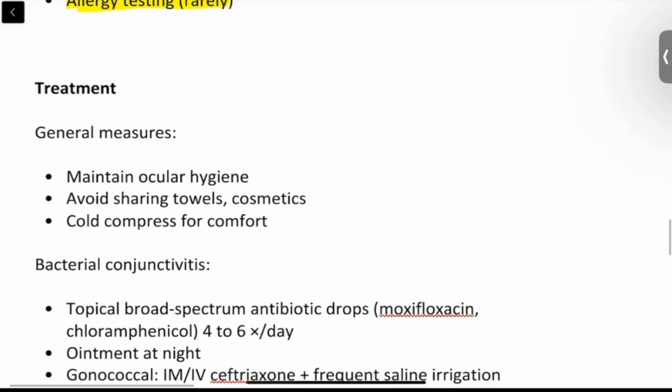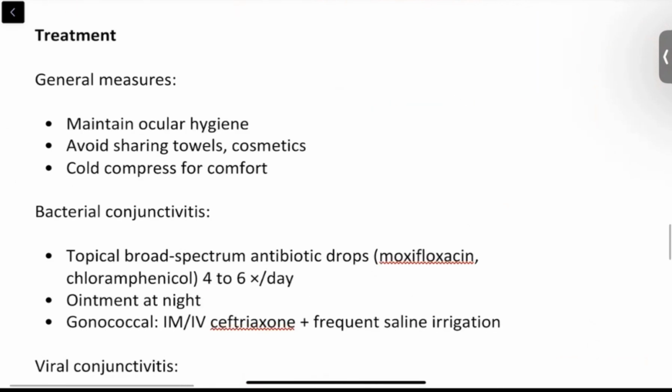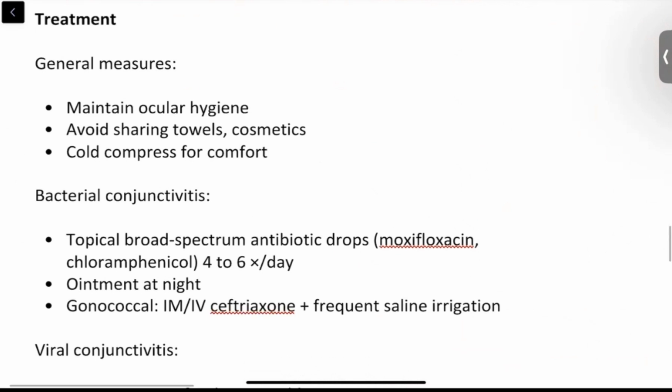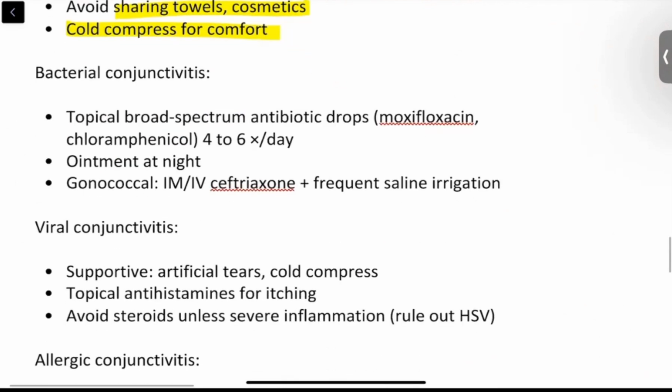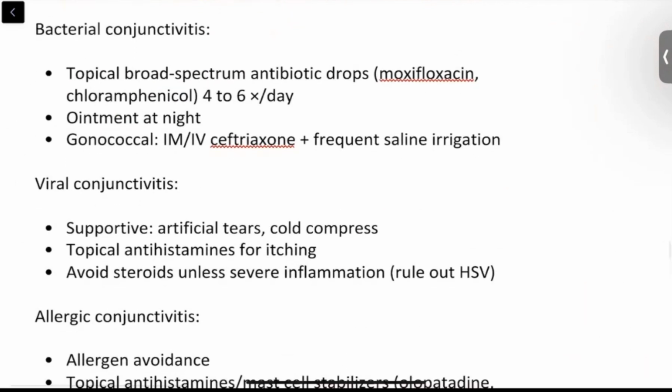So after this, treatment. What are the general measures? General measure is trying to prevent acquiring infection. That is possible by maintaining ocular hygiene, avoid sharing towels, cosmetics, cold compress for comfort. In case of bacterial conjunctivitis, what is the treatment? Obviously, for bacteria, we'll give antibiotics.